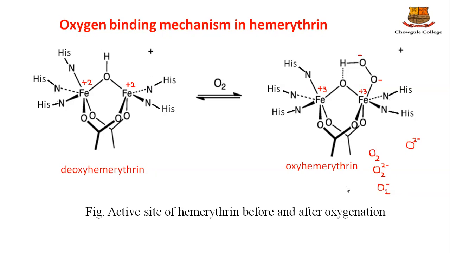And both the Fe's get oxidized to the plus 3 state. So in the deoxyhemerythrin, both the Fe's are in the plus 2 oxidation state. After binding to the oxygen, the Fe's now become plus 3. This happens because each of the Fe gets oxidized to plus 3 by 1 electron each, which is given to oxygen. So now oxygen, which was initially neutral, gets converted into a peroxo species.